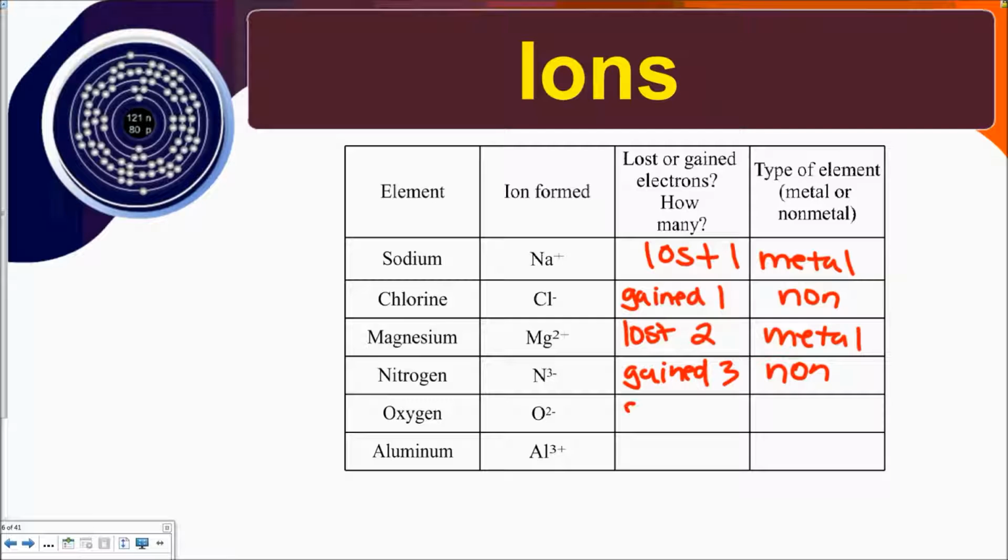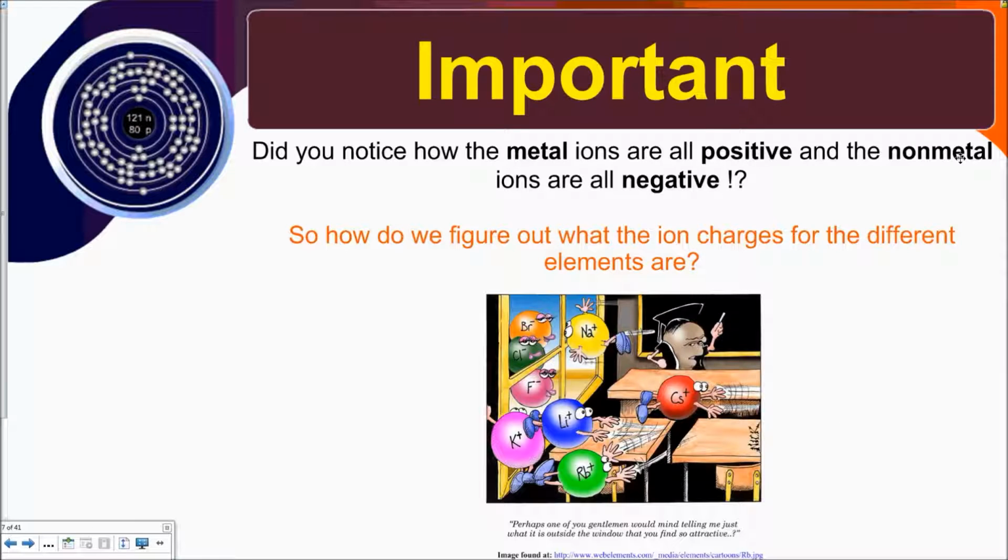Oxygen, if it's -2, it has gained 2 electrons. It's a nonmetal. And aluminum will lose 3 electrons, and it is a metal. Hopefully you're noticing something here. Did you notice that the metal ions are all positive and the non-metal ions are all negative? So how do we figure out what the ion charges for the different elements are?